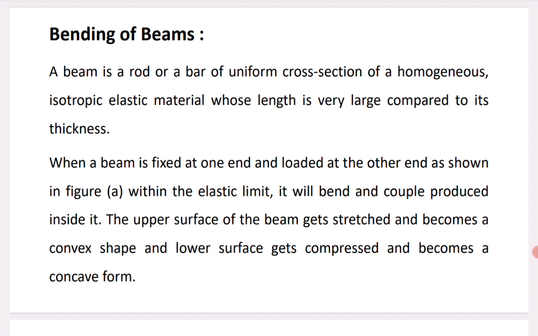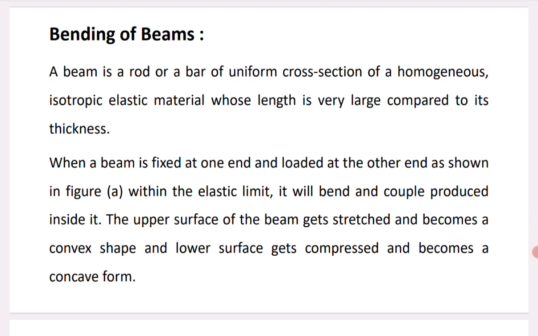A beam is a rod or a bar of uniform cross section of a homogeneous isotropic elastic material whose length is very large compared to its thickness. So it is nothing but a bar or rod. Its cross section is homogeneous, that means uniform cross section. Isotropic elastic material means the same material. Its length is very large when compared to its thickness or diameter.